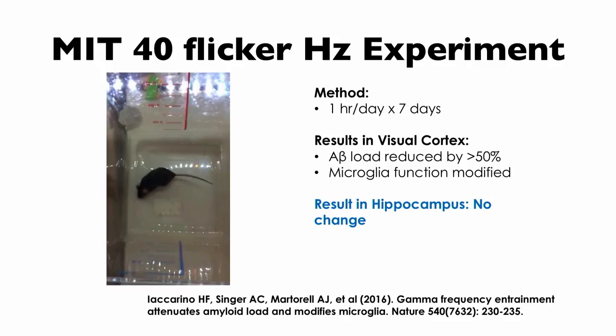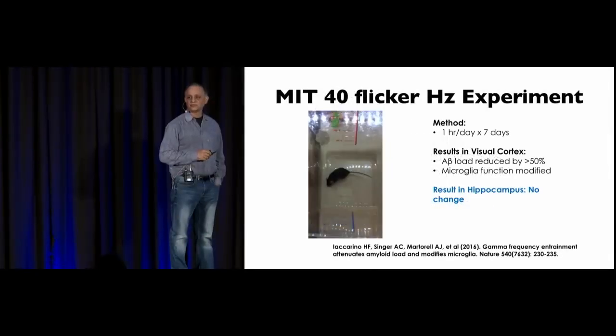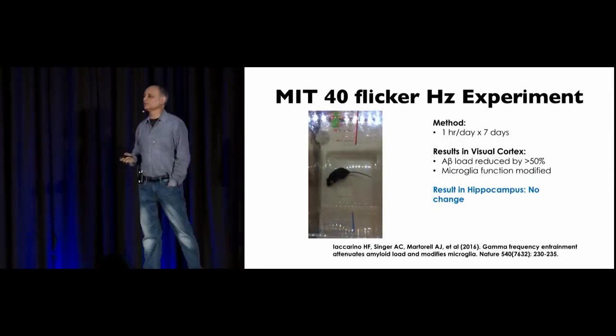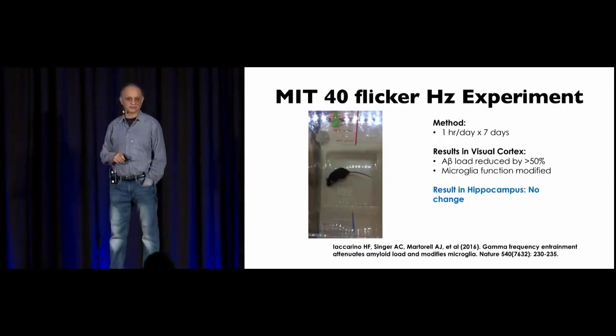What the Tsai lab did was to put a flickering light in the mice cages, and these are Alzheimer mice models. And this light flickered at 40 hertz for 1 hour a day for 7 days. Then they sacrificed the mice and discovered that the plaque load, the beta amyloid plaque, reduced by over 50% in the visual cortex. And they tried all other frequencies. Only 40 hertz had this effect.